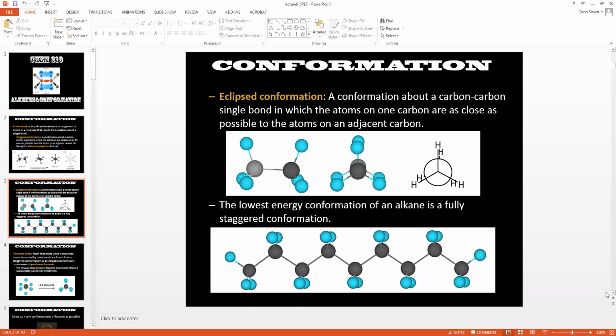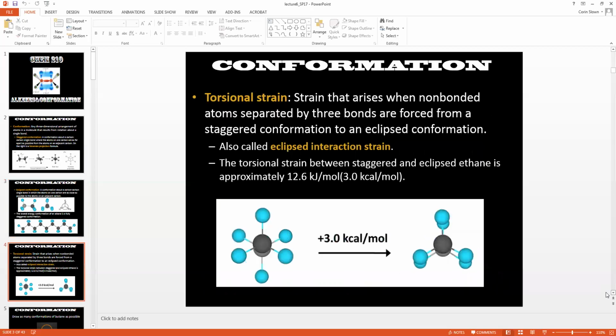The reason why we study conformation of alkanes is because it connects with energy. A fully staggered conformation is the lowest energy conformation of an alkane. And we care about this because torsional strain is the strain that arises when non-bonded atoms separated by three bonds are forced from a staggered conformation to an eclipsed conformation. So that's the energy it takes to rotate this molecule from staggered to eclipsed. It's also referred to as eclipsed interaction strain.